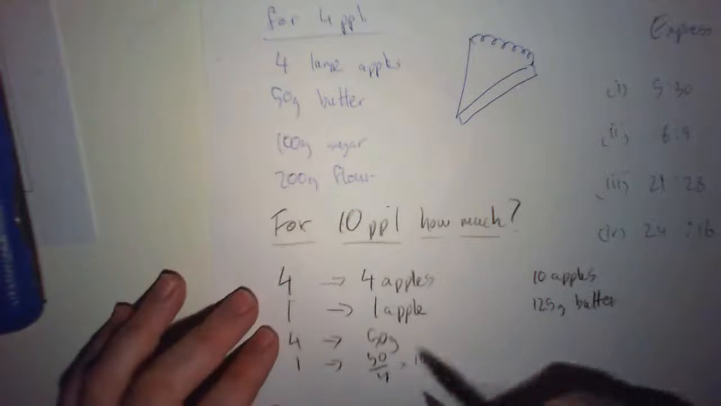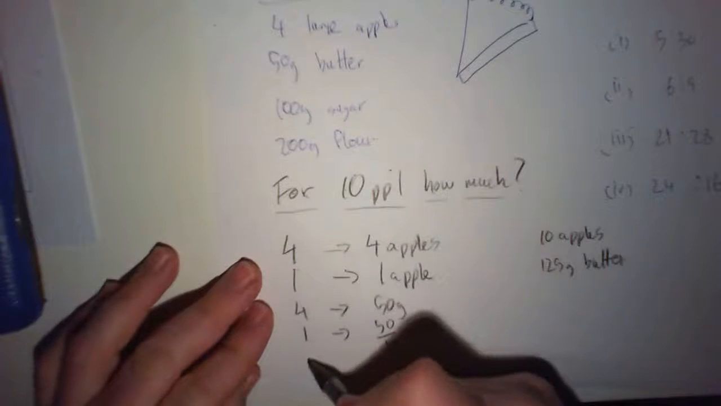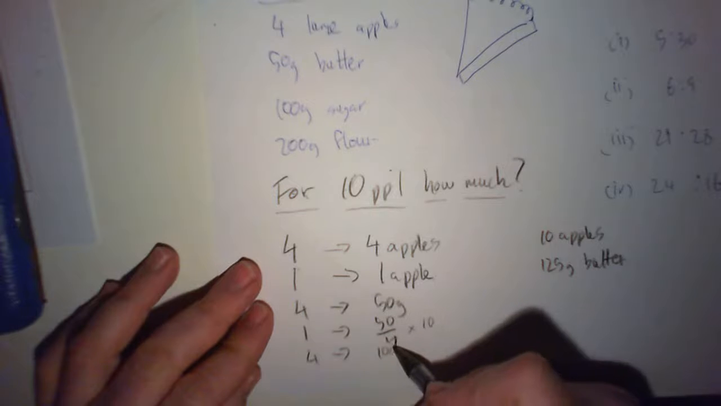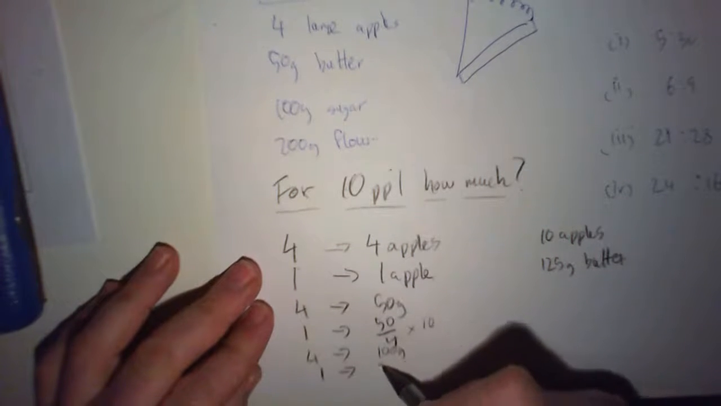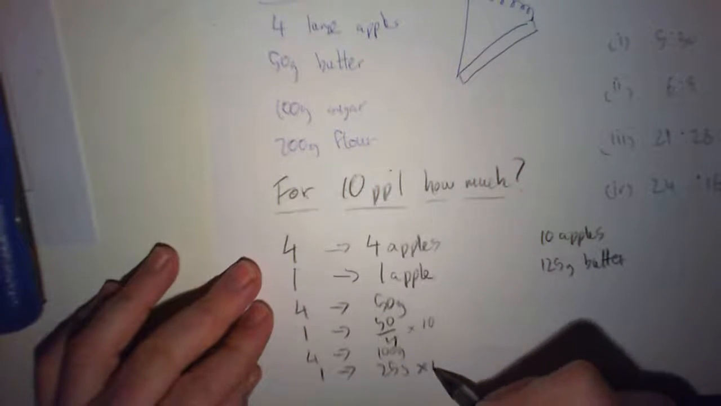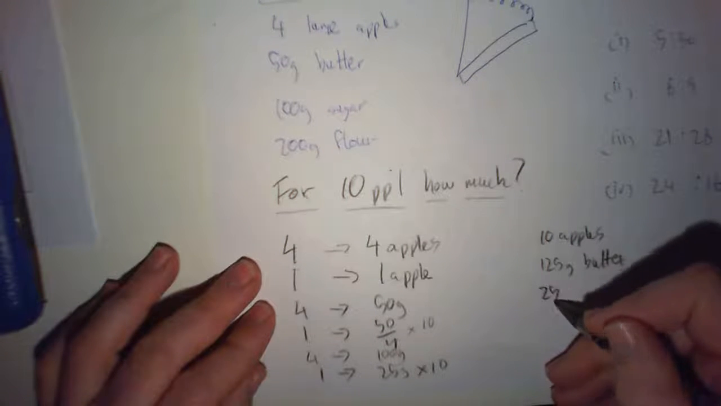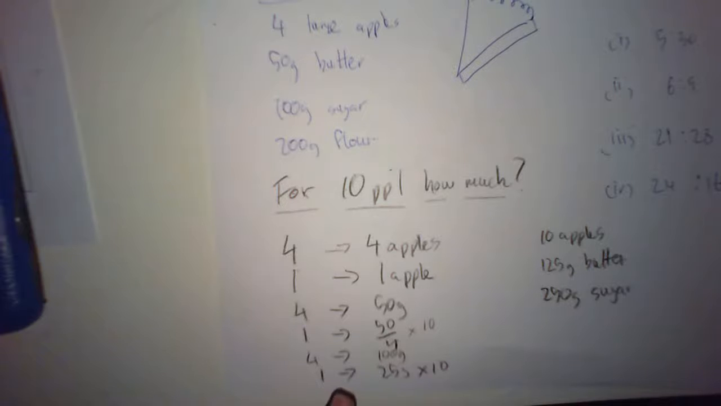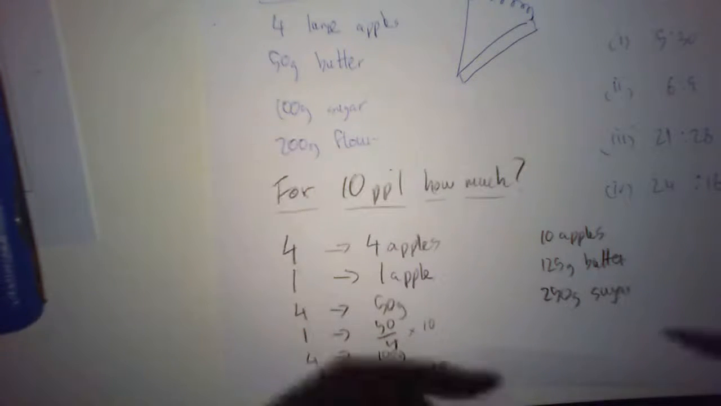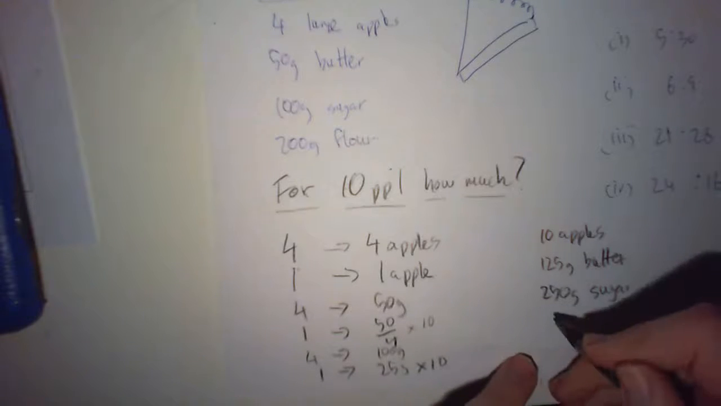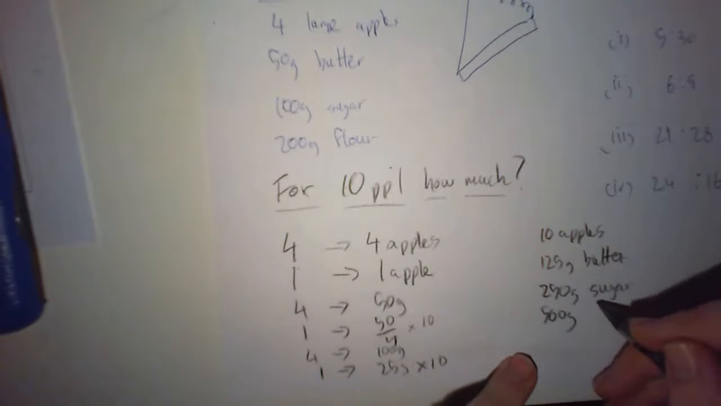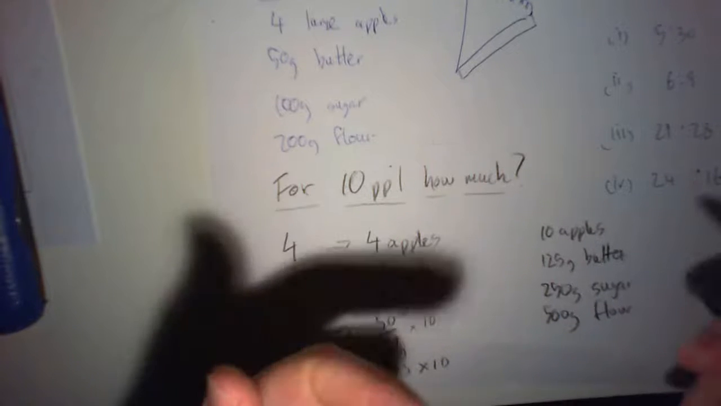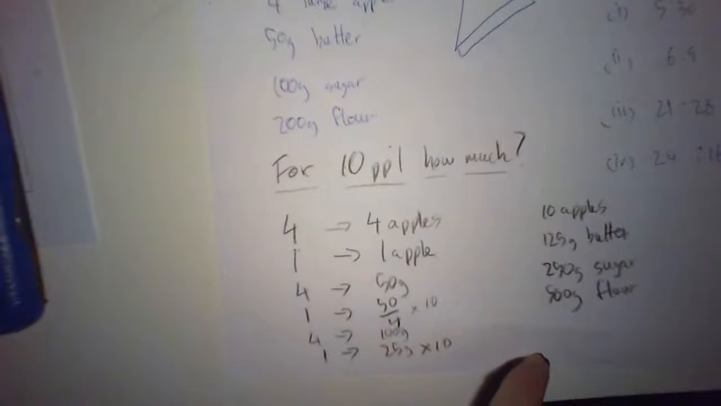100 grams of sugar. Okay, so same thing. 4 people gives me 100 grams. 1 person is 25 grams, but I want 10 people's worth. So that's 250 grams of sugar. And then the same for the other one, the flour. 200 grams for 4 people, that's 50 grams a person. So that's 500 grams of flour. So I just multiplied the last one by 10. 50 grams per person, 10 people. So that's my new recipe.